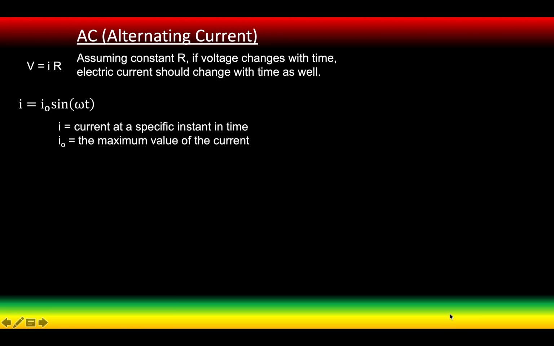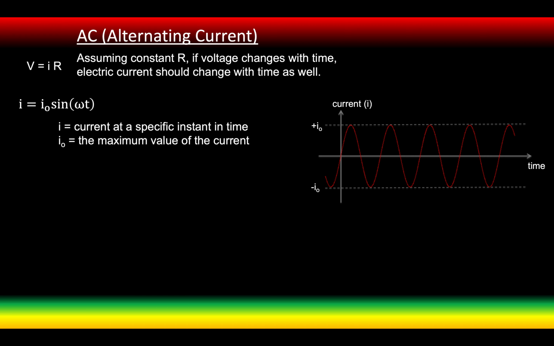In this equation, I is the current at a specific instant in time. So I think of I on the left-hand side of the equal sign as being a function of time. I naught is the maximum value of the current, so I will think of I naught as being a constant. All of the time dependence is contained in this sine function. If I were to plot current as a function of time, I would get something that looks like this, with a current that is fluctuating between a maximum value of plus I naught and a minimum value of minus I naught.